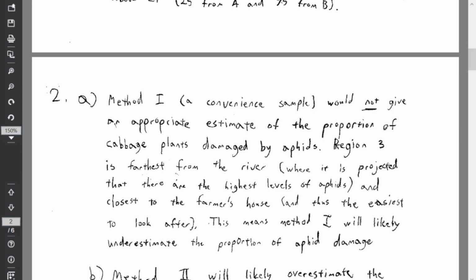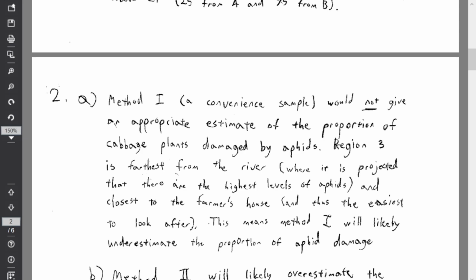So some problems with that is that we are not going to have an accurate estimate. Region 3 is the one that's furthest away from the river. It wasn't selected randomly. It was handpicked out. It's closest to the farmer's house, so it's the easiest one to look after. So method 1 will probably underestimate that proportion of the damage.